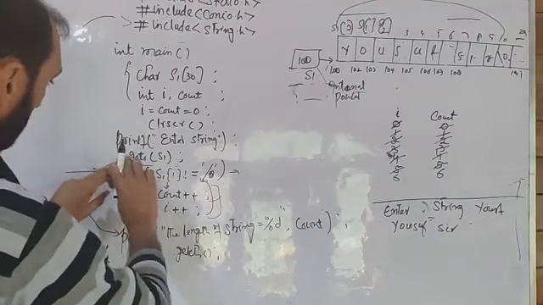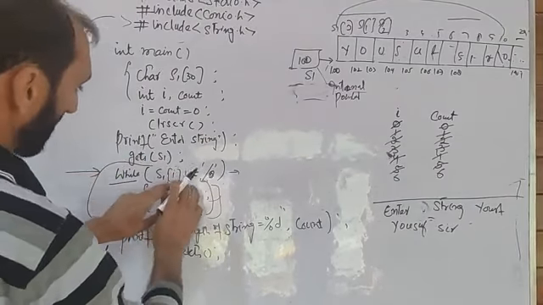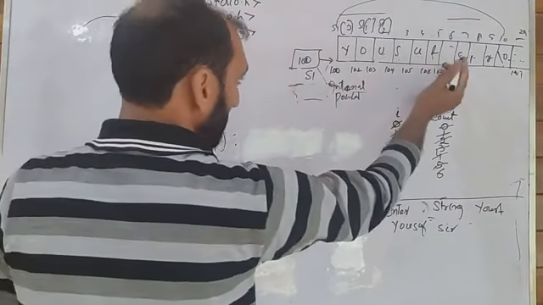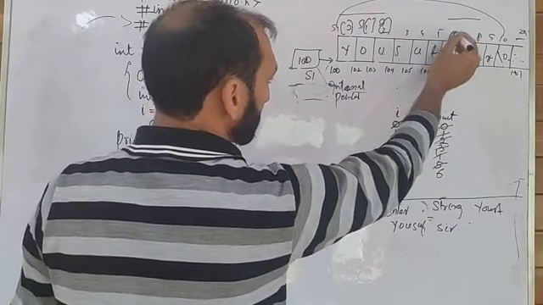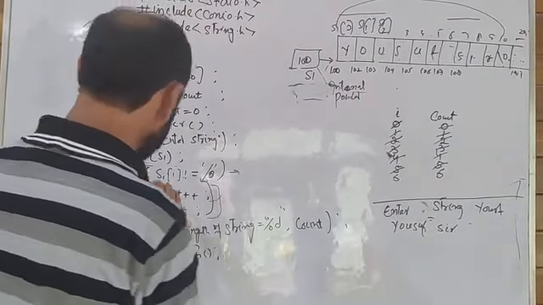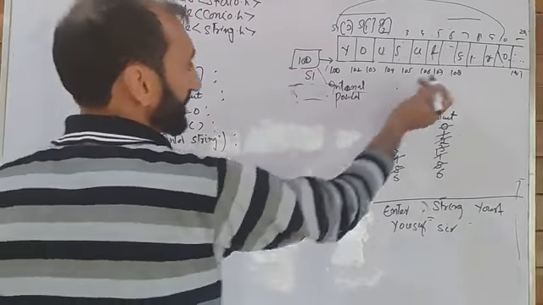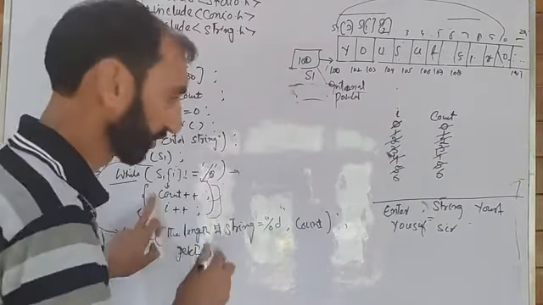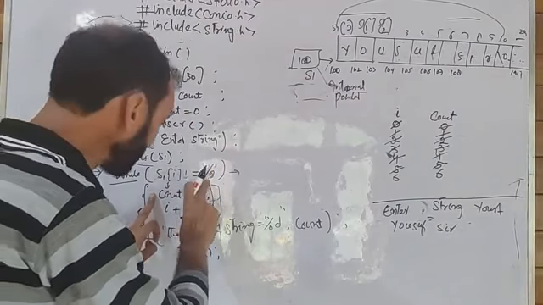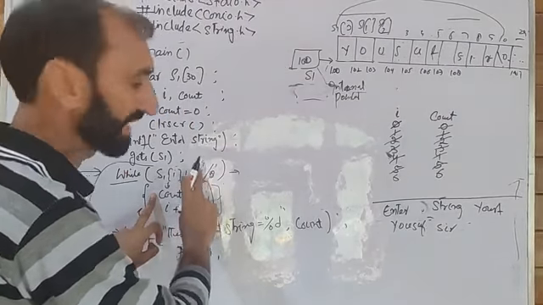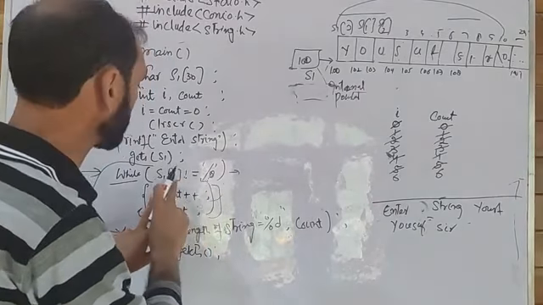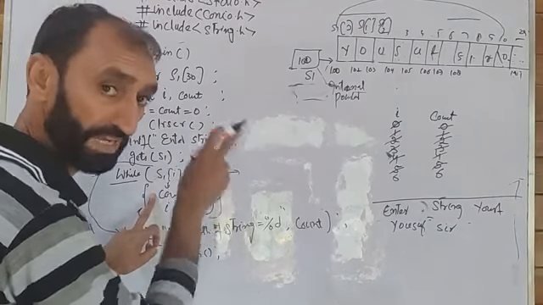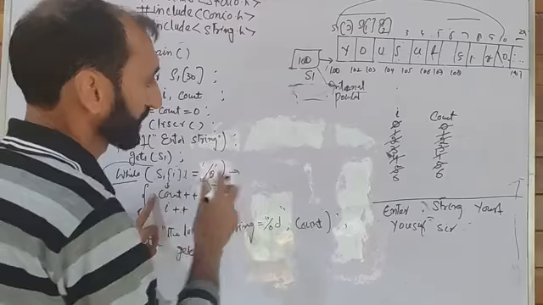We can achieve this with the condition S1 of I not equal to 0. Printing with %d, S1 of 6 gives us the blank space. The blank space is not \0; \0 is the null character. So the control continues, because this space is not \0, the condition is true. Count plus plus.